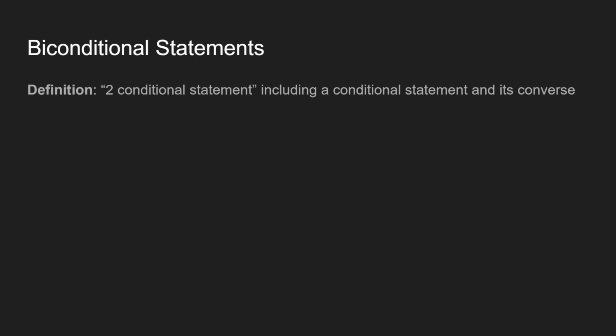Now, we can also come up with something called a biconditional statement. This is a 2-conditional statement including the conditional statement and its converse. Symbolically, it is P if and only if Q. Now, in order to make the statement, we need the conditional statement and its converse to be true.